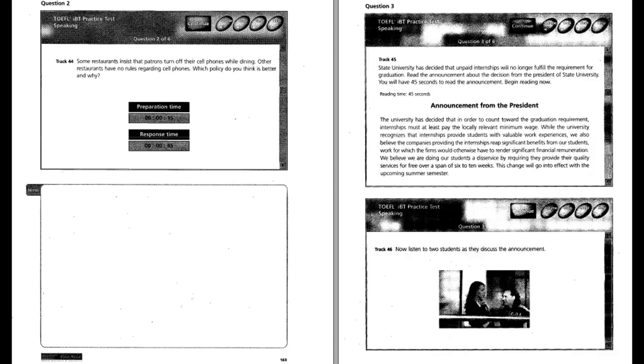Some restaurants insist that patrons turn off their cell phones while dining. Other restaurants have no rules regarding cell phones. Which policy do you think is better and why?